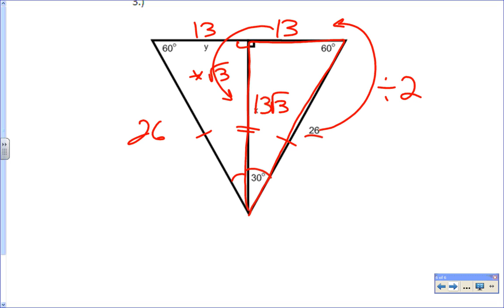How do you know it's divided by 2? But how do you know that that segment cuts it in half? It's a perpendicular bisector. It's also a median. It's also an altitude, and it's also the angle bisector. Because we're in an equilateral triangle, it's all four of those at once. Very good. That's another way you could explain it.